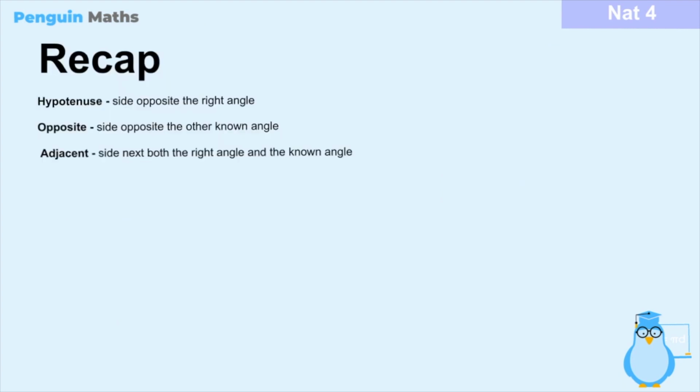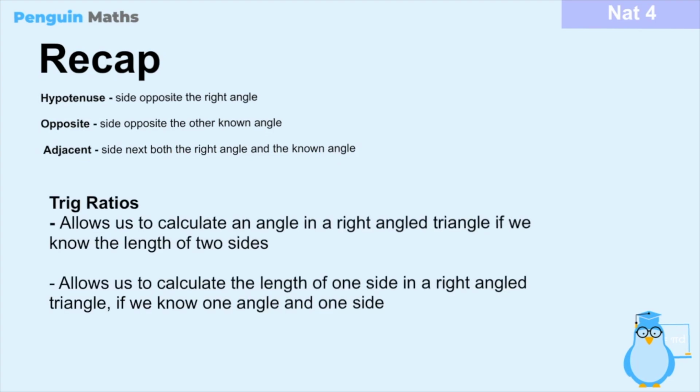So let's recap this first lesson on trigonometry. We've said that in a right angled triangle, the hypotenuse is the side opposite the right angle. The opposite side is the side opposite the other known angle, and the adjacent side is next to both the right angle and the known angle. We now know that we can use this thing called trigonometry ratios to solve problems related to right angles. We can use them to calculate an angle if we know the length of two sides, or we can also calculate the length of one side if we know one angle and one side.